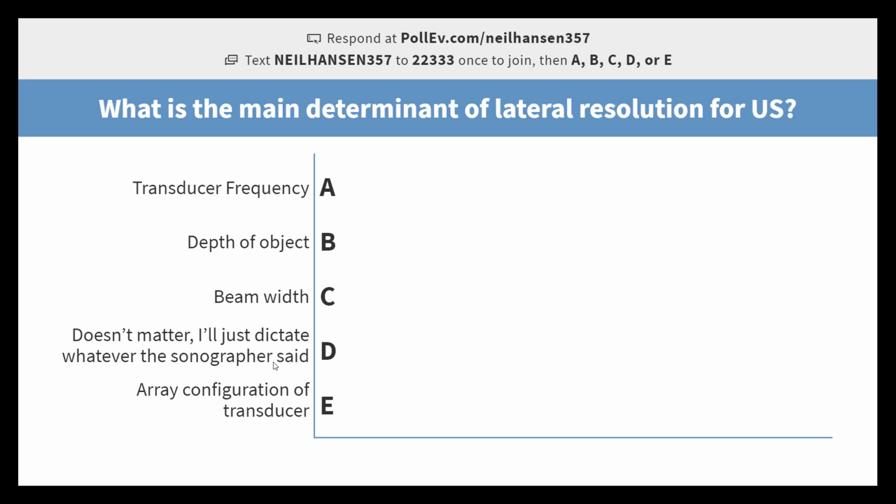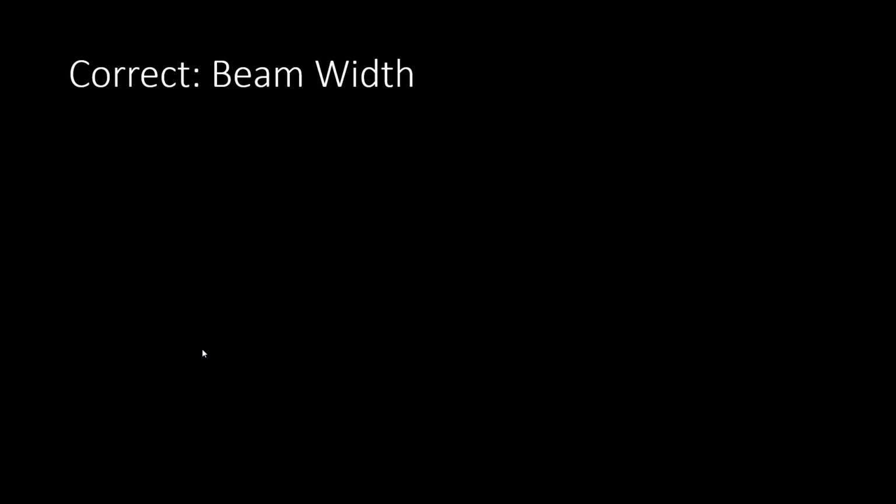No, don't just put in the dictation whatever the sonographer said. Think for yourself. Although, I'll be honest, this got me through a couple difficult early calls when I was a resident. So the correct answer for the main determinant of lateral resolution for an ultrasound is the beam width.